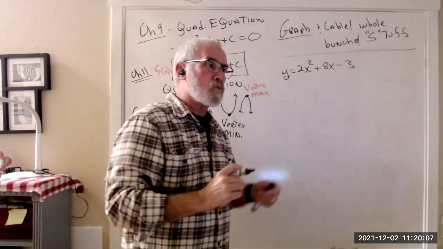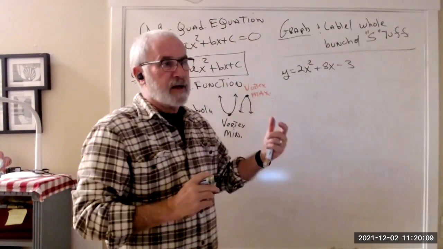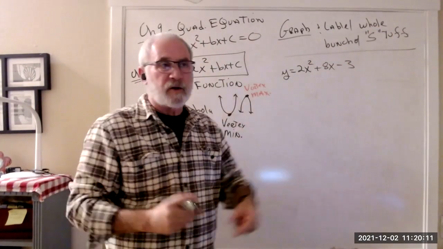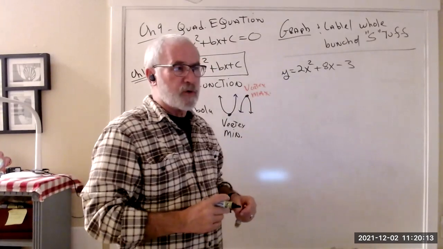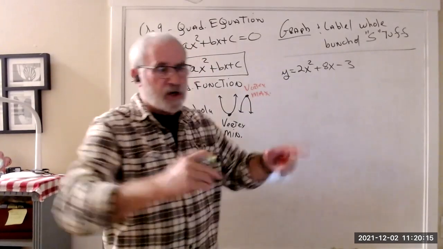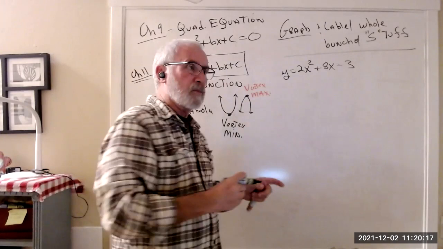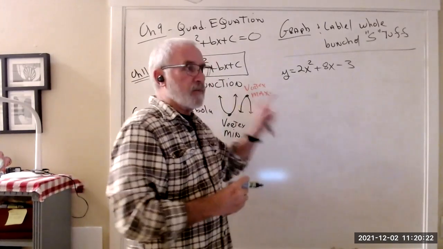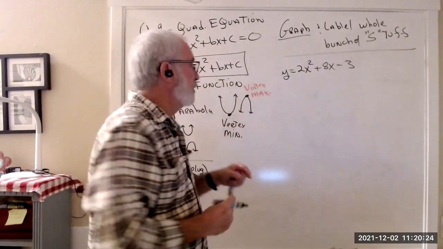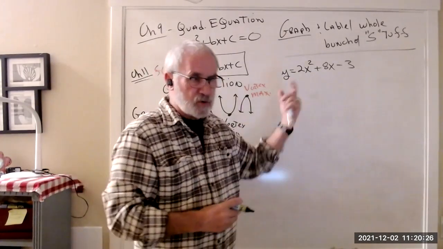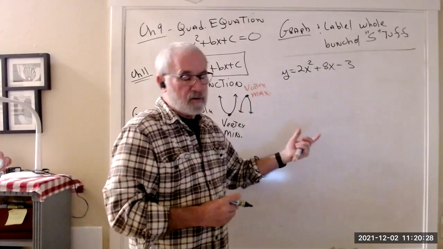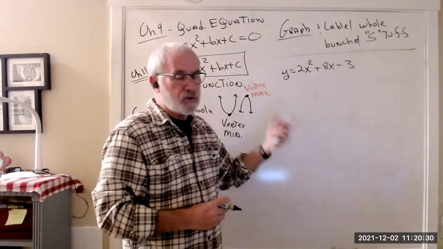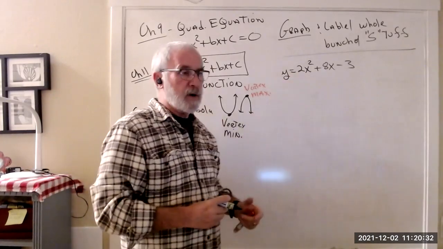I want to graph that without going to Desmos. Now you can go to Desmos when you're trying homework and check your own work, and make sure you're doing it right. But you're not going to have Desmos available to you when it comes to chapter 11 or exam number 4. You're just not going to have that. So you've got to know how to do it by hand.